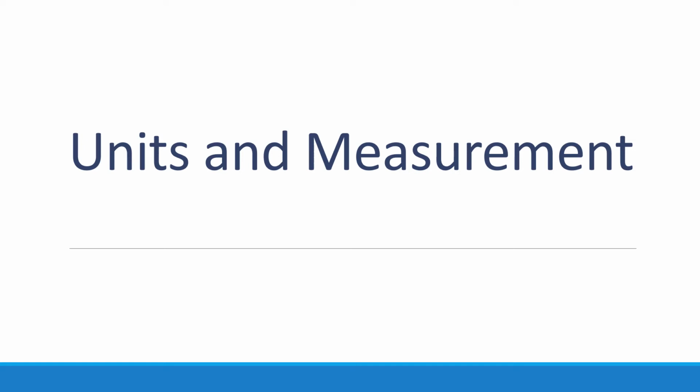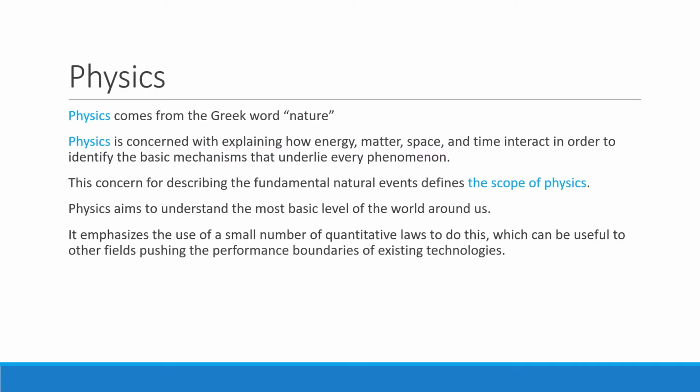Chapter 1 Units and Measurement. Physics. Physics comes from the Greek word for nature. Physics is concerned with explaining how energy, matter, space, and time interact in order to identify the basic mechanisms that underlie every phenomenon. This concern for describing the fundamental natural events defines the scope of physics.